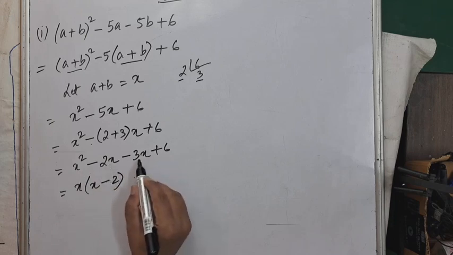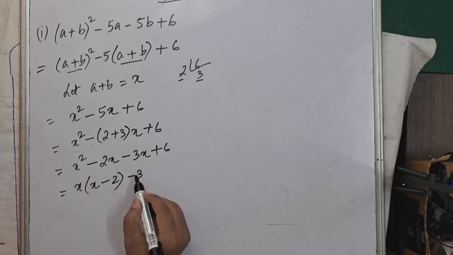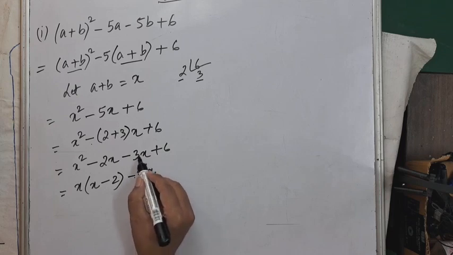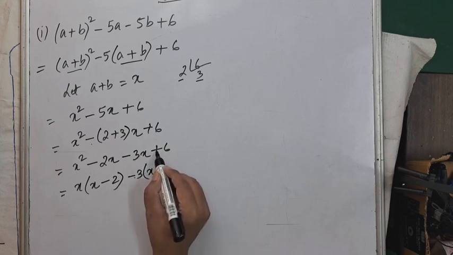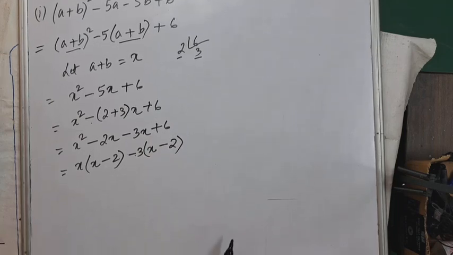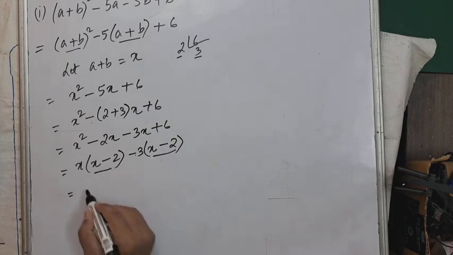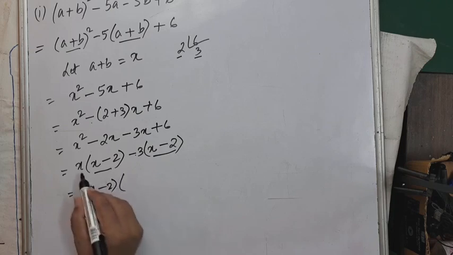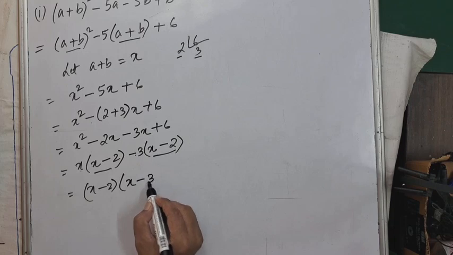Again we have 3 common here. In fact, −3 is taken common. −3 into x is −3x, and minus into minus gives plus, 3 twos are 6. So we have x − 2 common here. We take x − 2 common out, and within the bracket we have x − 3.